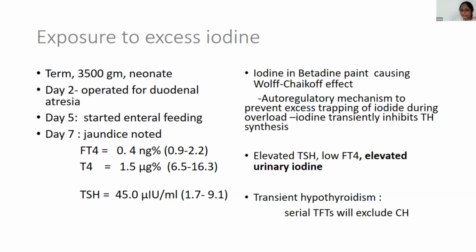In the past, I don't think we use a lot of Betadine nowadays, but there's a high content of iodine in Betadine. When they're exposed to excess iodine, there's an auto-regulatory mechanism to prevent excess trapping of iodine during iodine loading, and it only causes a transient hypothyroidism. One way to confirm it is an elevated urinary iodine level. These babies just need a follow-up. Serial TFTs will exclude congenital hypothyroidism.